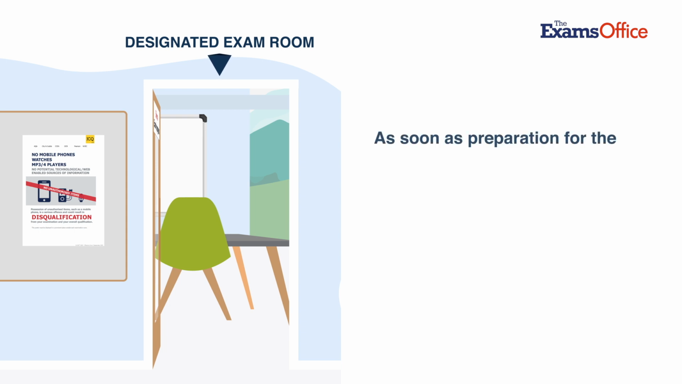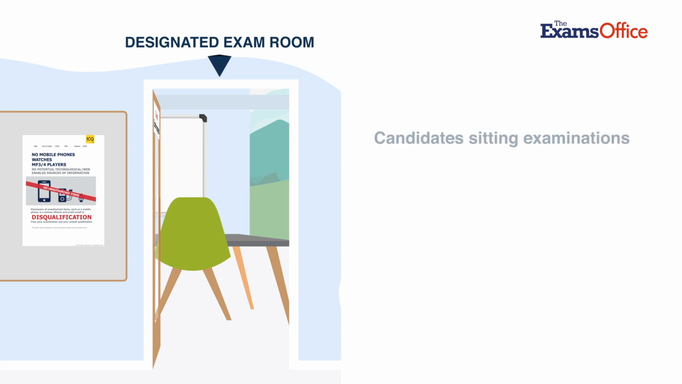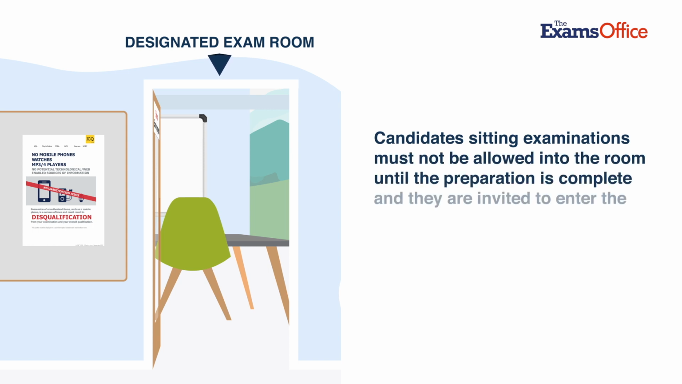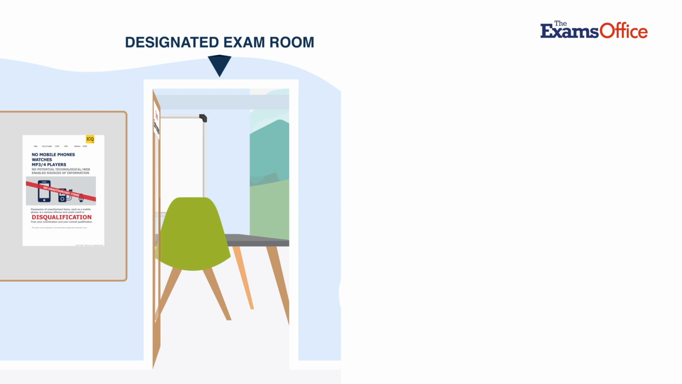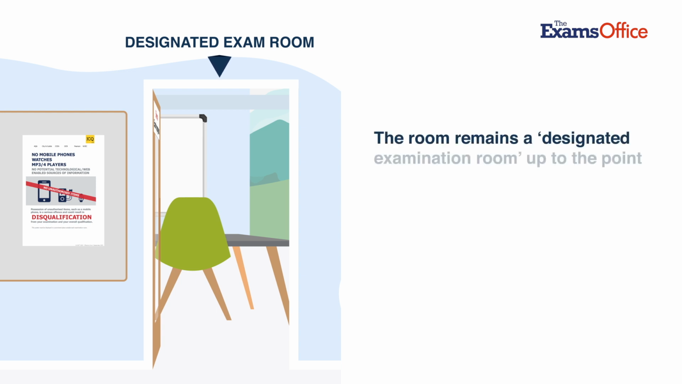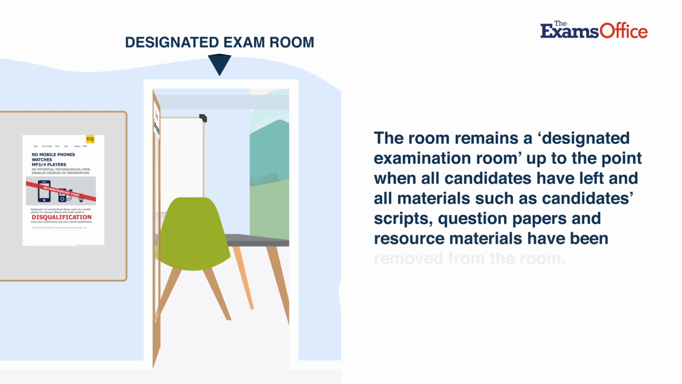As soon as preparation for the examination begins, no other activity can take place in that room. Candidates sitting examinations must not be allowed into the room until the preparation is complete, and they are invited to enter the room under supervised conditions to start their examination. The room remains a designated examination room up to the point when all candidates have left and all materials, such as candidate scripts, question papers and resource materials, have been removed from the room.